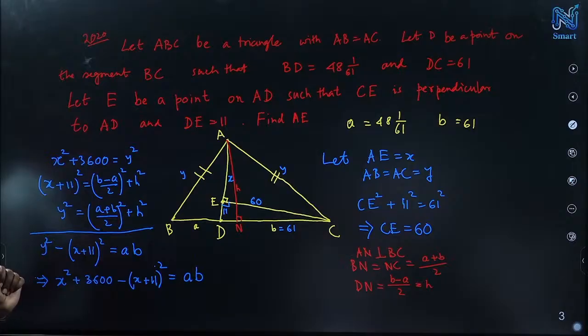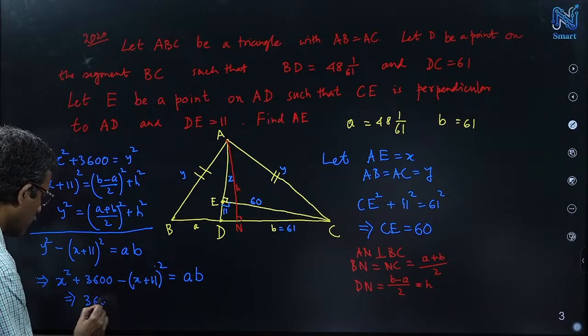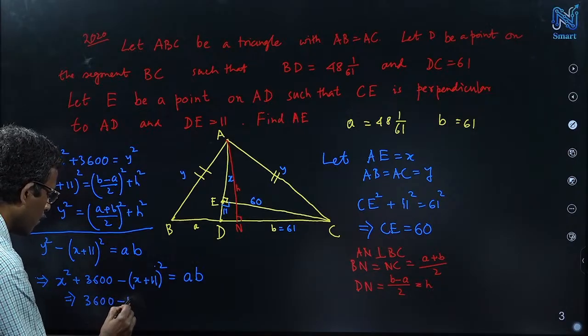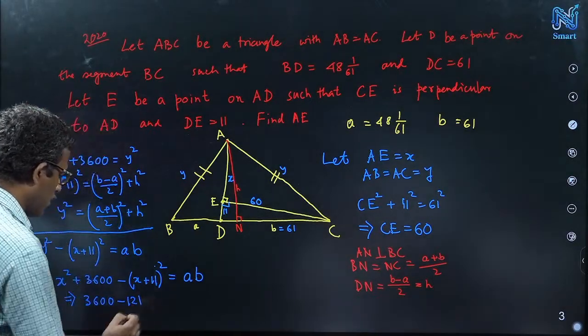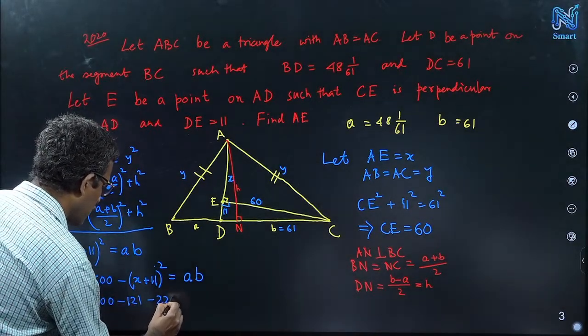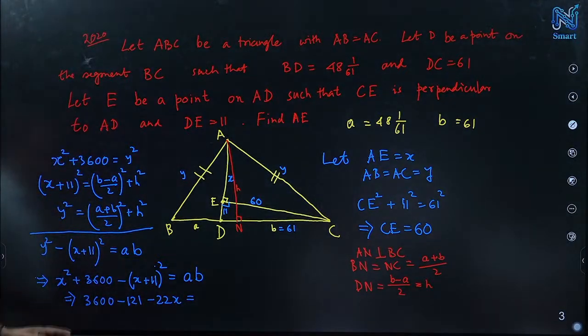X square cancel out, and then 3600 minus, 11 square is 121, minus 22x, right? Minus 22x. Okay.